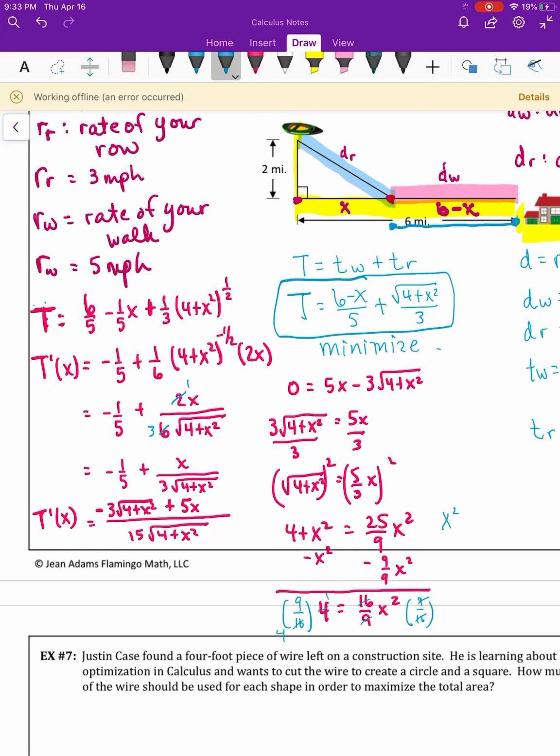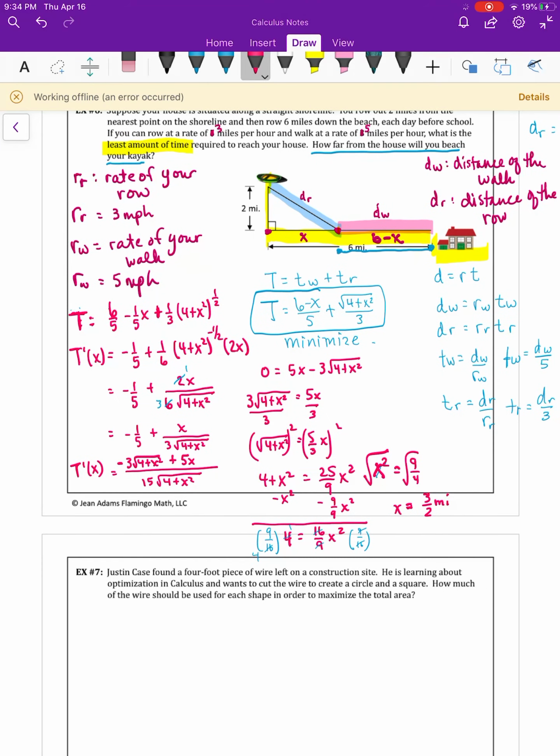And then I'm going to multiply by 9/16. Divide by 4, I get 1. Divide by 4, I get 4. These all go away. So I end up with x squared equals 9/4. I take the square root of both sides. X equals 3/2. Now, I didn't do plus or minus because I'm talking about distance here. Okay, so that's 3/2 of a mile.